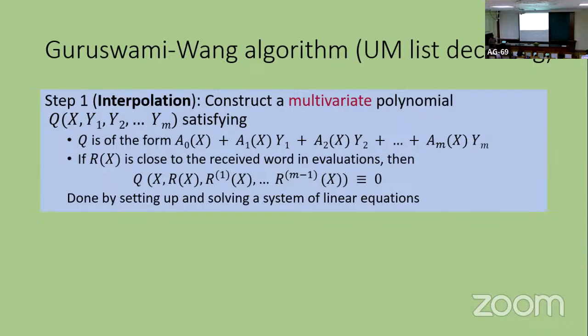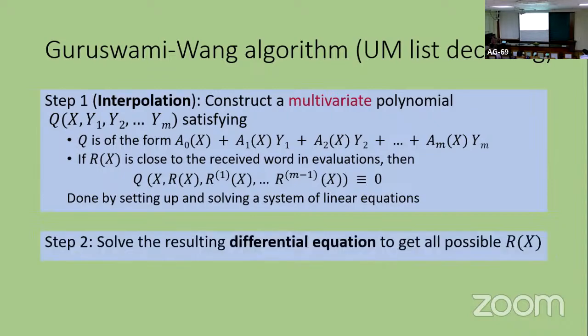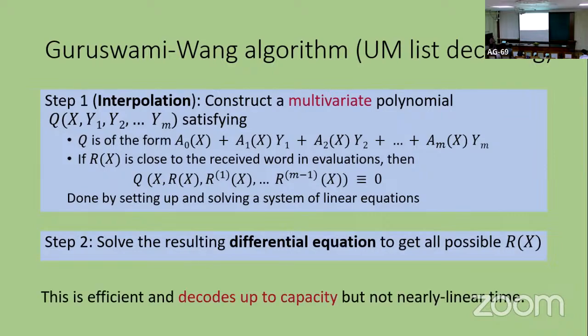So, if all of this seems a bit much, don't worry. I'm just saying that it follows the same template as Sudan's algorithm from quite a while ago. Step 1, interpolation, and step 2, not quite factorization, because it's not Q(x, R(x)) anymore. There's a bunch more derivatives. So now you need to solve a differential equation. The form of the differential equation is already given. So it's basically a differential equation of that form. Since we are forcing Q to be a certain way, what we need to do is solve a differential equation. So this is efficient and it decodes up to capacity, for arbitrary s.